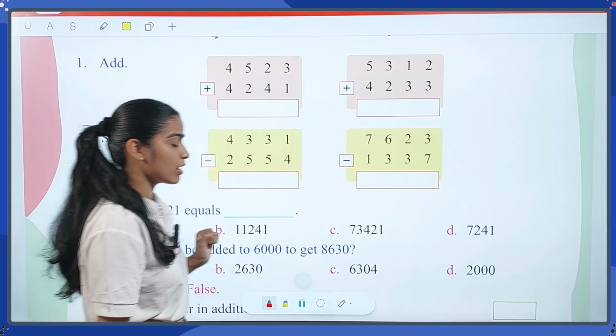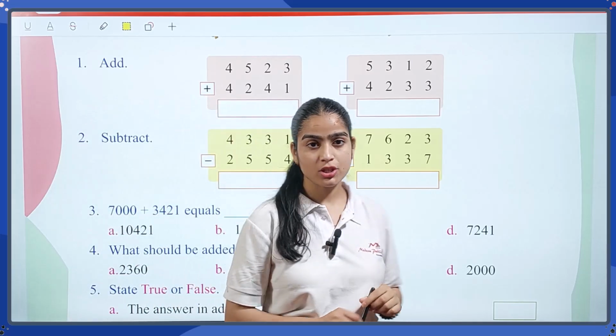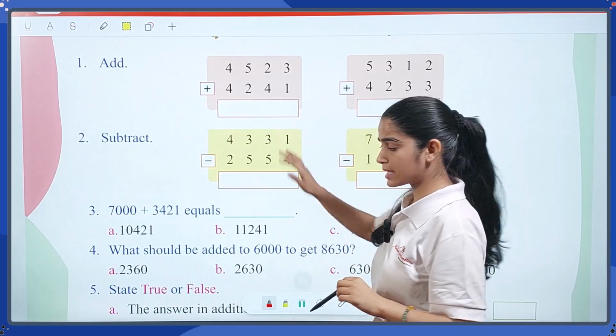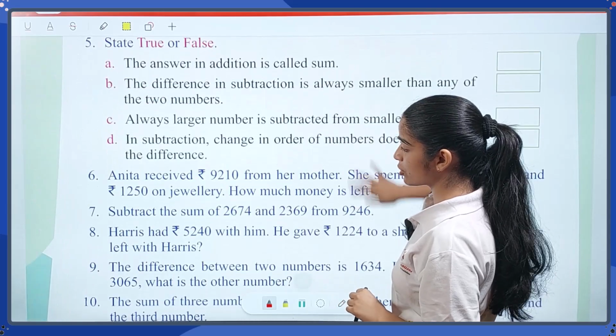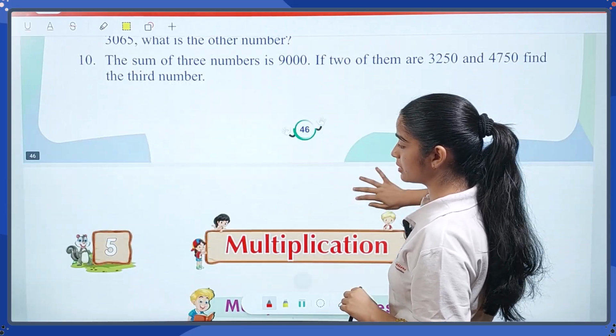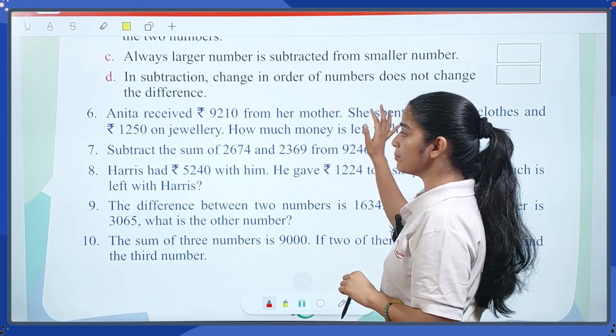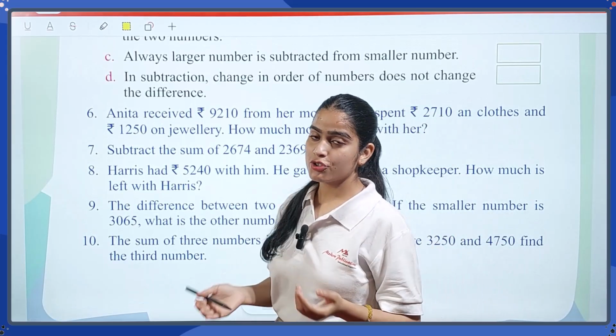In the worksheet what you have to do, you have to solve each and every question as we do in the exercise. So you can solve this worksheet on your own, and after completing this worksheet, your chapter ends here.